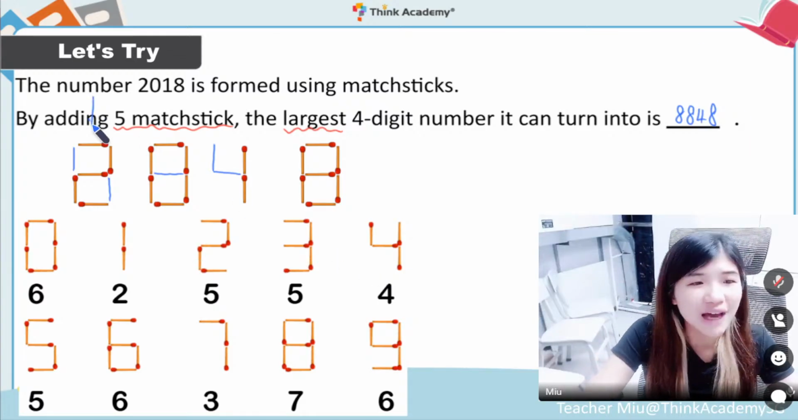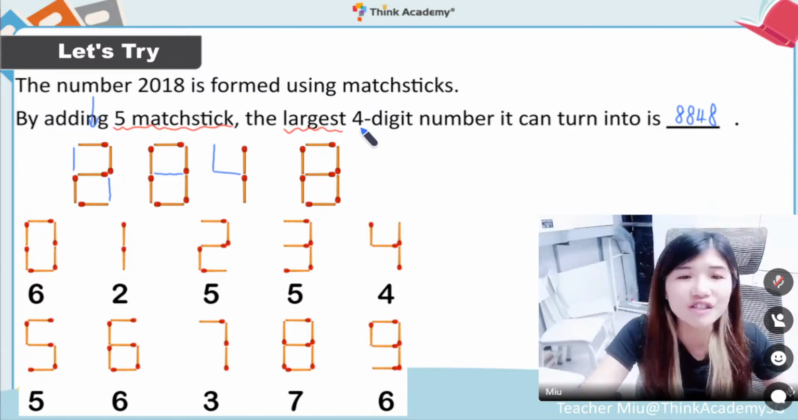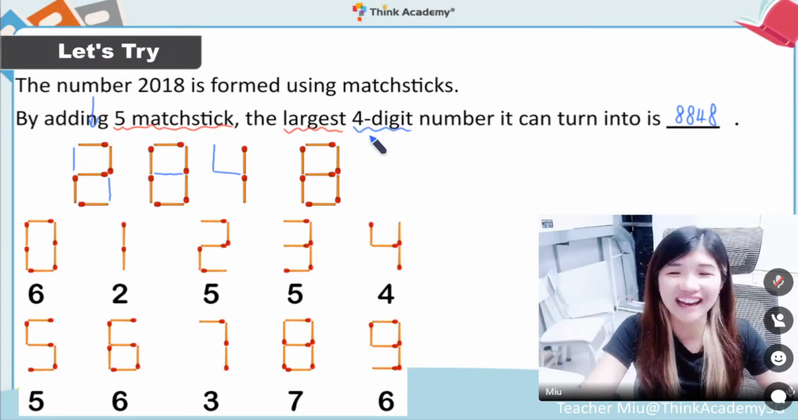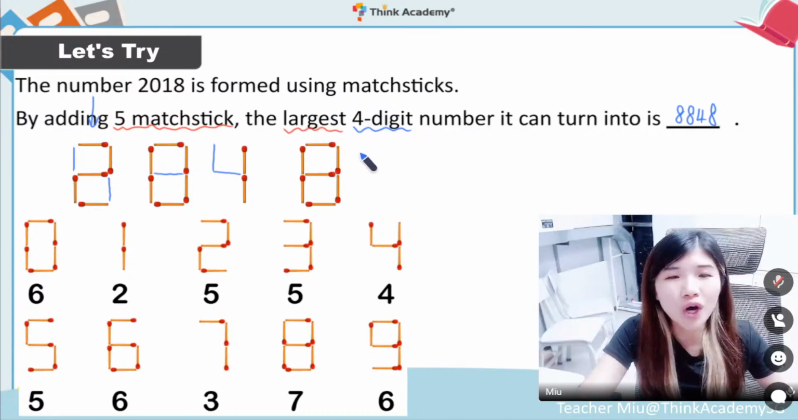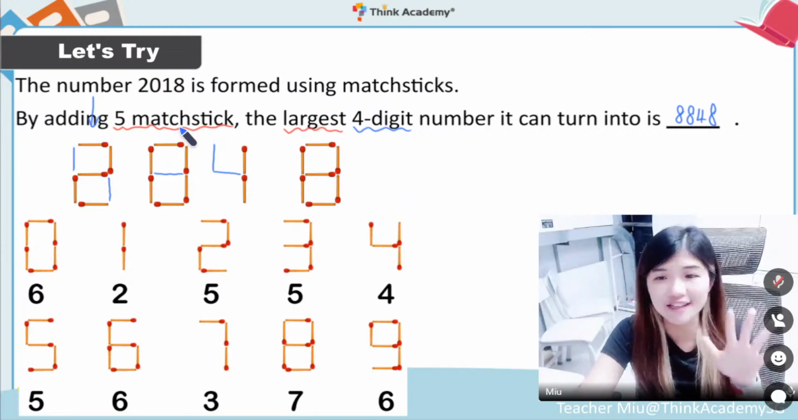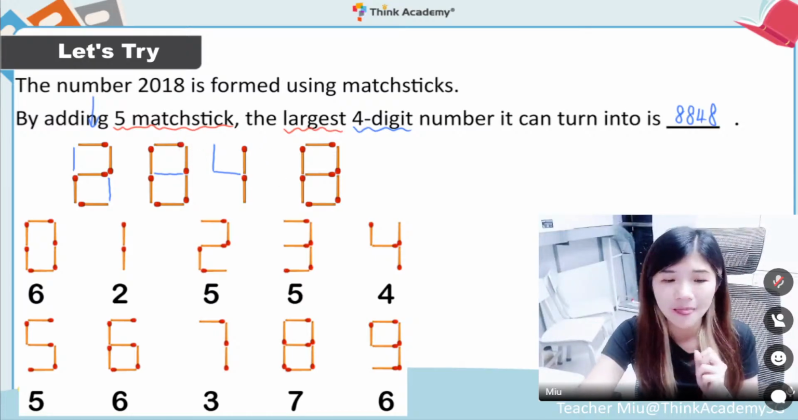Always start from the highest place if it is looking for the biggest or the smallest, right? If it mentions it is 4 digit, that means 4 digit. You cannot make it more, all right? Then you just go all the way from the highest to the ones place. But don't forget, 5 matchsticks, you must use them up. You cannot just use only 4 of those or 3 of those. Cannot. You must use them up, right?